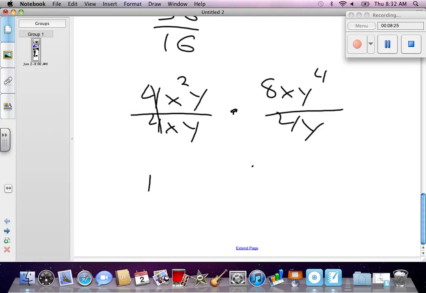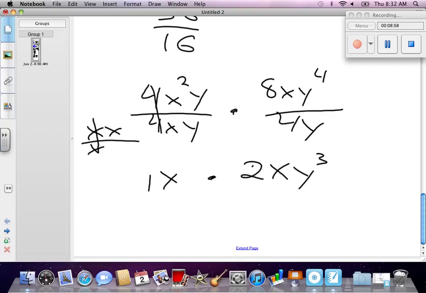If we have x squared on top and x on the bottom, I can cancel them out. And how many do I have left? X. And y over y, they're both gone, so what am I left with? 1 or nothing. What's 8 divided by 4? 2. Is there any x's on the bottom? That means I can't cancel out that x. I've got 4 y's on the top and 1 y on the bottom. So how many y's do I have? 3.